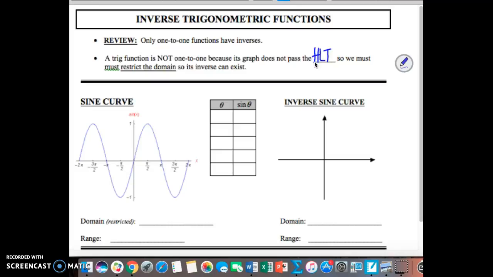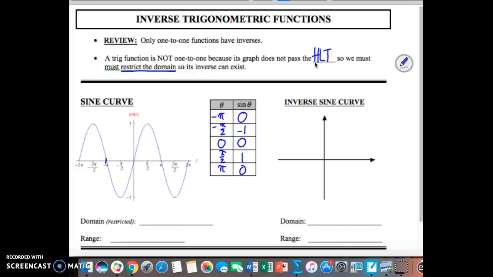Since it does not pass the horizontal line test, we must restrict the domain on the trig functions so its inverse can exist. Looking at the sine curve, we have a point at negative pi, and sine of negative pi is 0. We have a point at negative pi over 2, and sine of negative pi over 2 is negative 1. Sine of 0 is 0. Sine of positive pi over 2 is positive 1. And then sine of pi is 0.